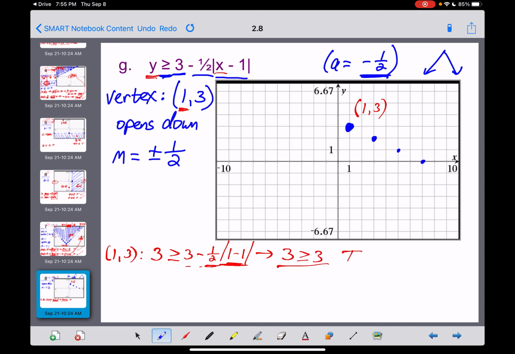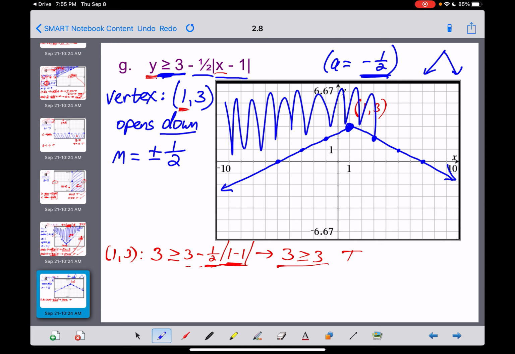Going the other way now, remembering that this opens down, I'm going to go down 1, left 2, down 1, left 2, down 1, left 2, and all right, that's enough points right there. Because of the or equals to, we're going to draw solid rays here on both the left and the right. Okay, so that's what our graph looks like so far, and the last thing we have to do is shade. Y is greater than or equal to, that means that we're going to shade above.